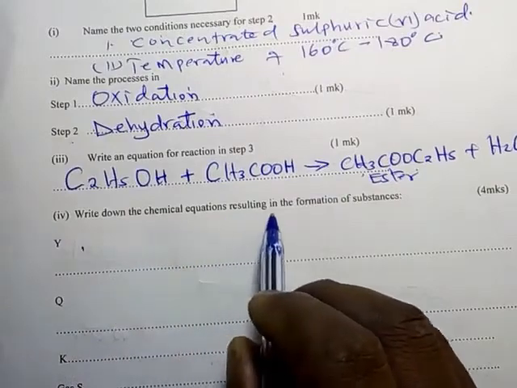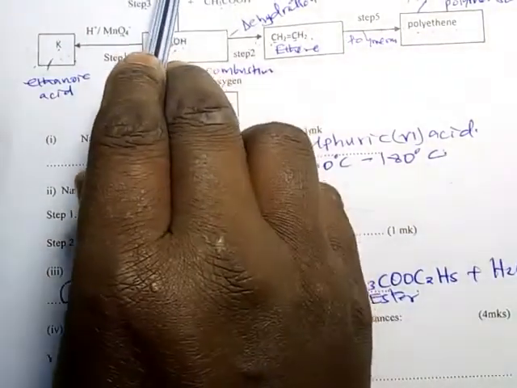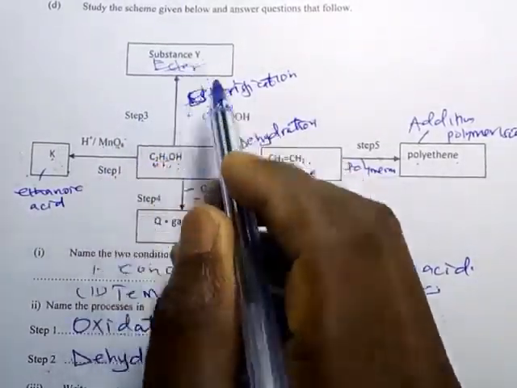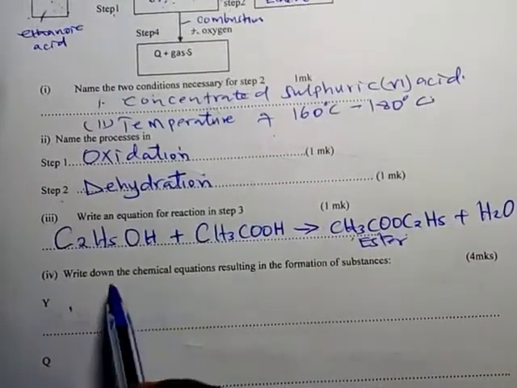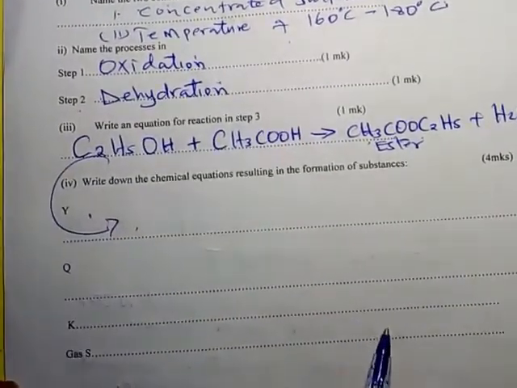Write the chemical equation for the formation of substance Y. Substance Y is the ester, and we have done that. So the one we have done is the same, so we repeat it here, and that is all.